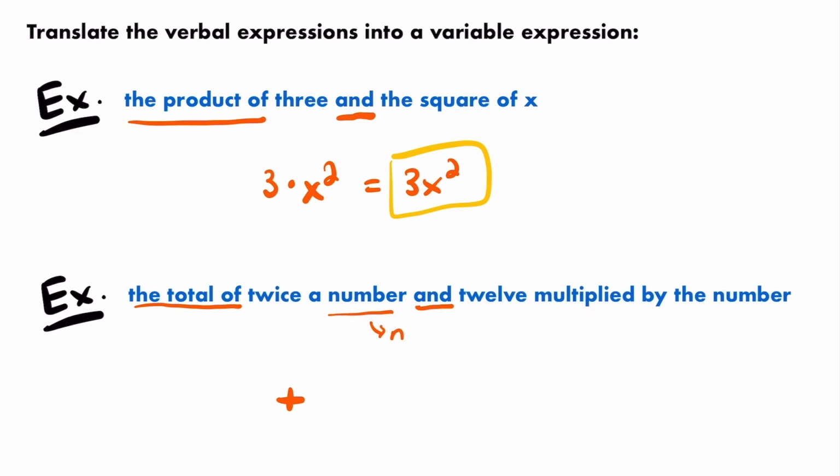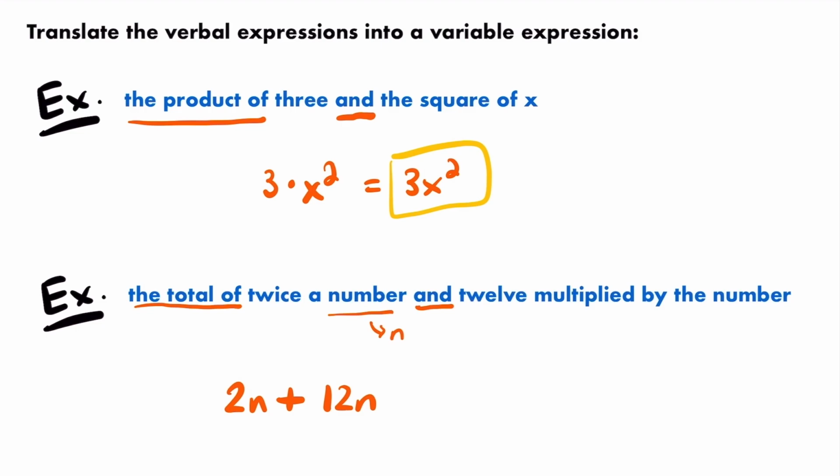So starting with this one, twice a number, the word twice refers to 2, specifically the multiplication of 2. So when you have twice a number that we're representing with n, that is referring to 2 times n. You could write a little dot for multiplication, but just writing 2 next to the variable of n implies multiplication. All right, so that's the first number that is involved in this addition, but then the second number is 12 multiplied by the number. All right, and so this is very clearly referring to multiplication. We're multiplying 12 by this unknown number that we are representing with n. So we have 2n plus 12n.